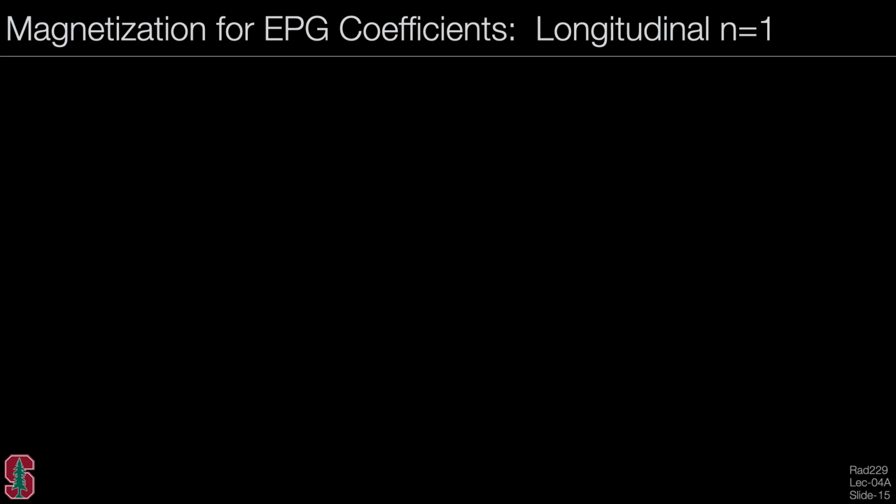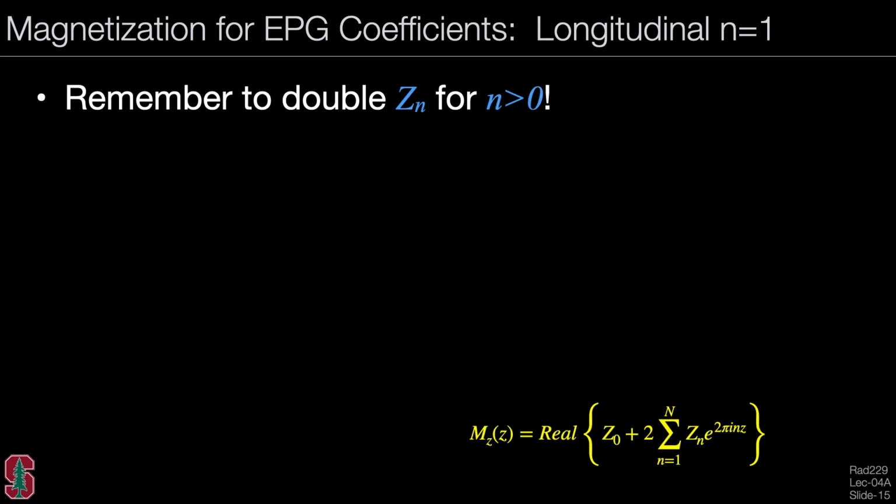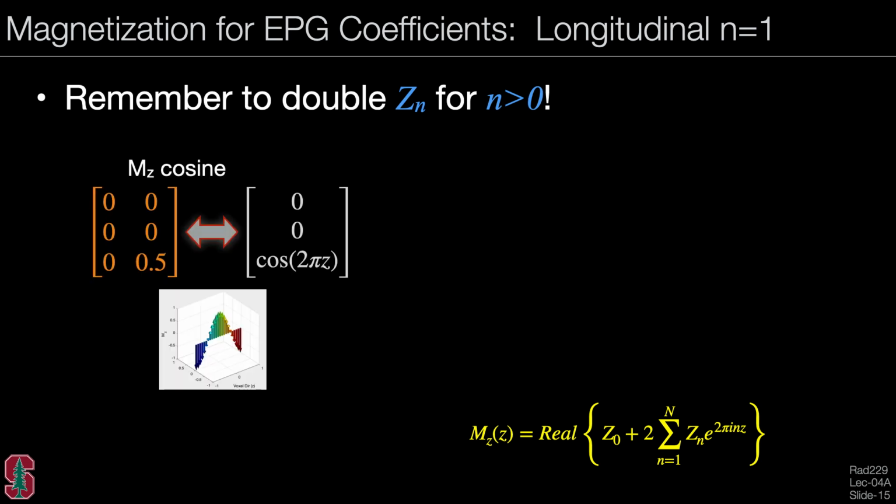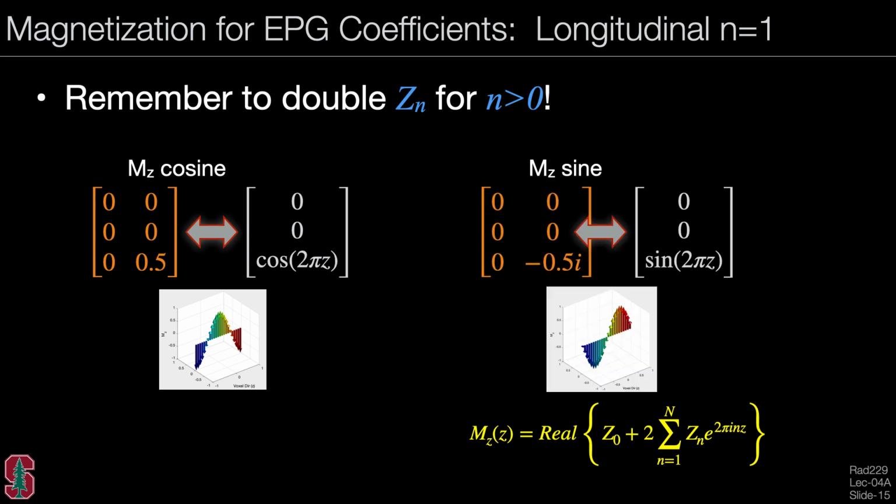So now we'll look at the longitudinal magnetization of order n equals 1. Remember from this one-sided definition to double the Zn coefficient effectively. So if we have Z1 equals 0.5, this corresponds to a cosine variation of mz across the voxel. And for a sine wave variation of mz, we have Z1 equal minus 0.5 times i, and this can also be seen from this definition.